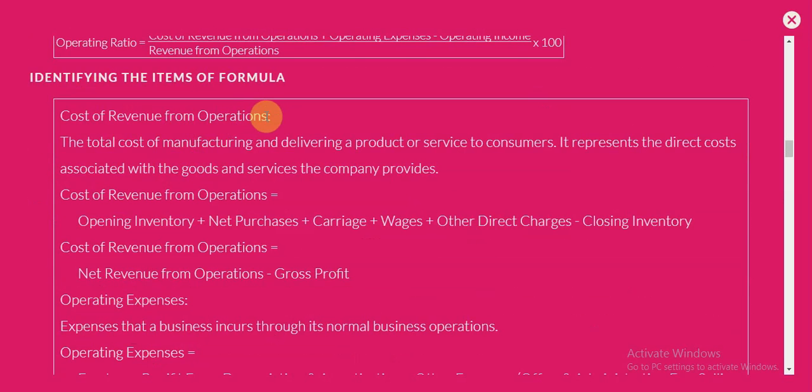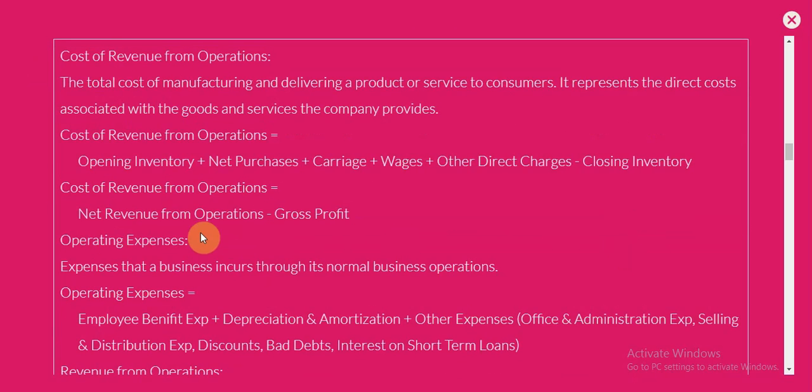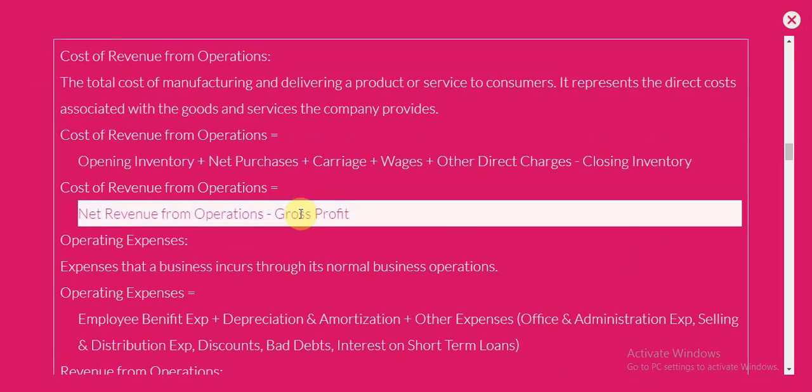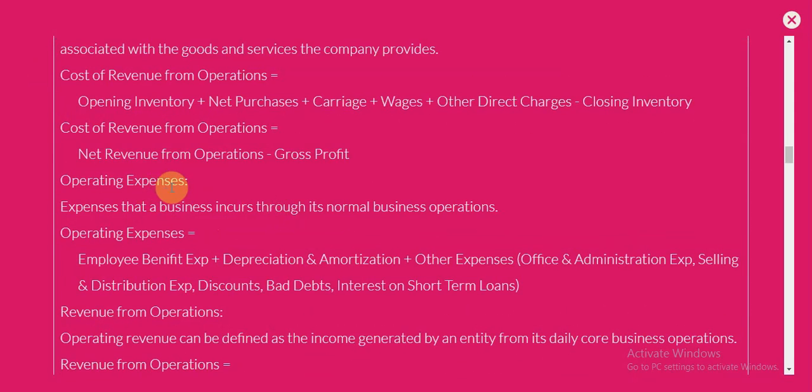Cost of revenue from operations we have already seen in GP ratio. Again I'll just tell the formula again. Cost of revenue from operations is equal to opening inventory plus net purchases plus carriage plus wages plus any other direct charges minus closing inventory. There is another way of calculating, that is net revenue from operations minus GP will also give you the cost of revenue from operations.